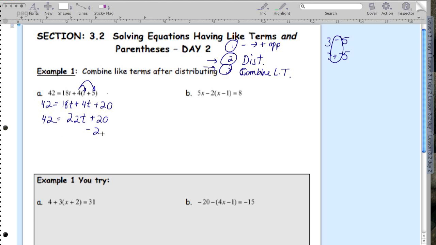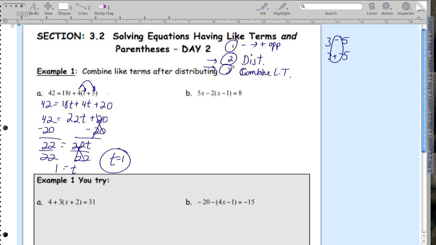Now this is a two-step equation, so I'm just going to go through like we've been doing. Subtract the 20 so that I can get the 22t by itself. On the left side I get 22t. Now I'm going to divide by 22 because I want to cancel that coefficient out and bring it to 1. T actually equals 1. That's my answer.